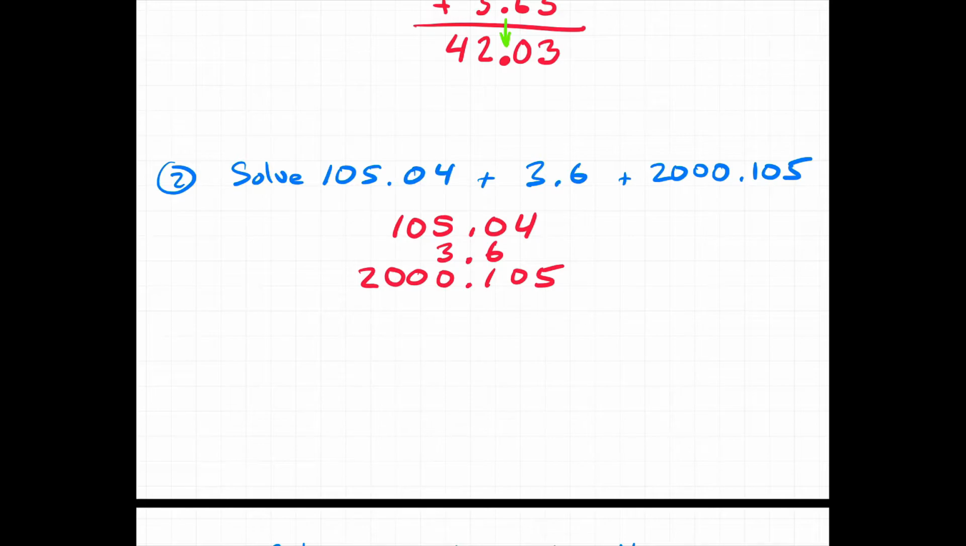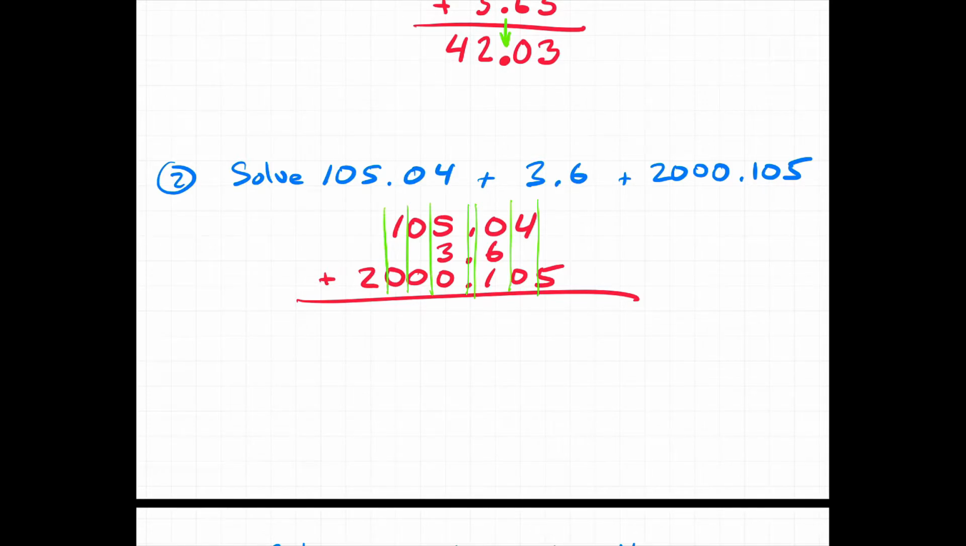So 105.04 plus 3.6 plus 2000.105. Remember, we're going to be adding these together, and because there are no numbers in these positions right here, I can put zeros in there, but I can also just leave it empty and just realize that there is a 0 there.